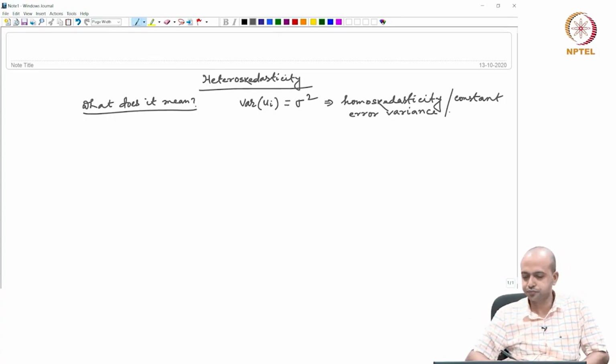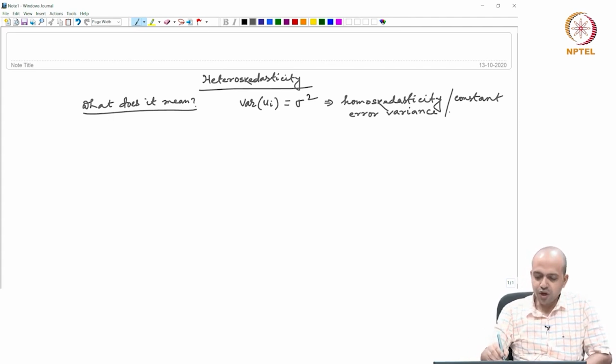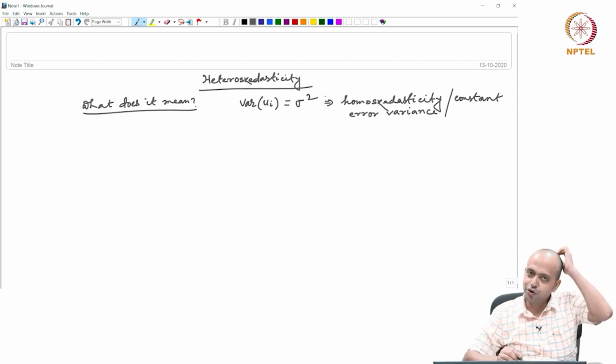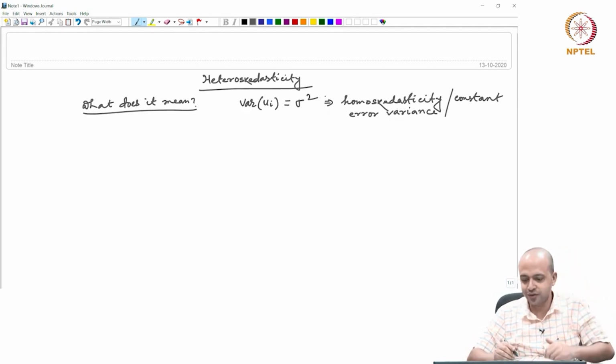Constant error variance, right. Now, why is this called constant variance? See, here I have mentioned variance of ui, but here there is no i subscript. So, that means the ith person's error variance, jth person's error variance, kth person's error variance, all the error variances are sigma square, since there is no subscript like i, j and k after this sigma. That is why this is called homoscedasticity or constant error variance.